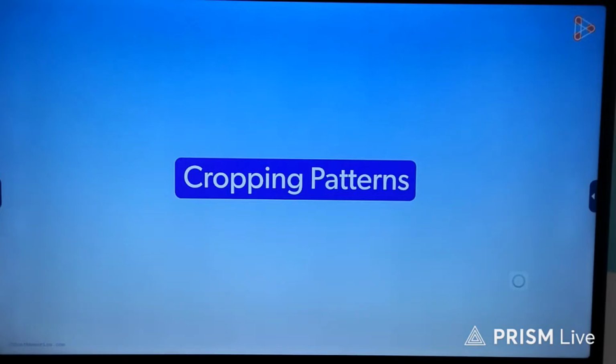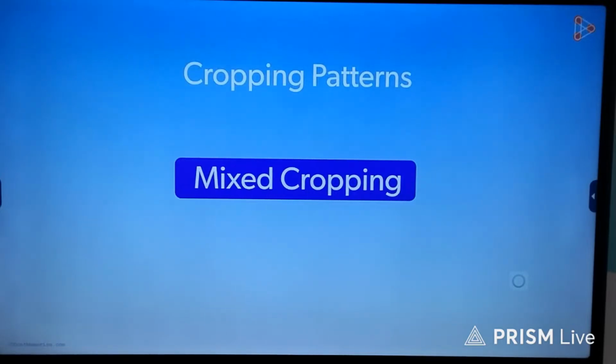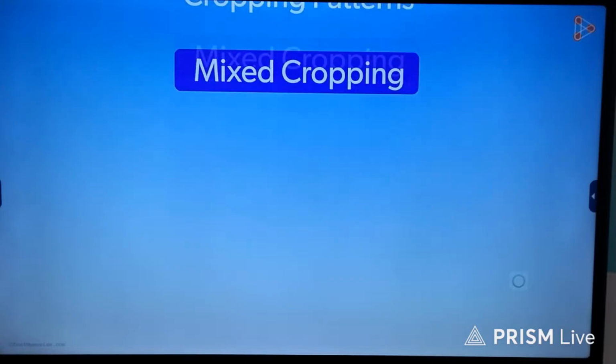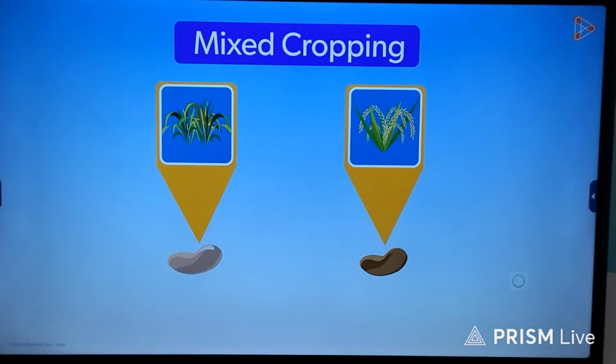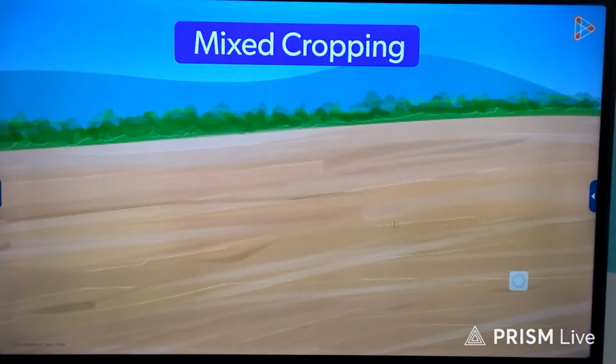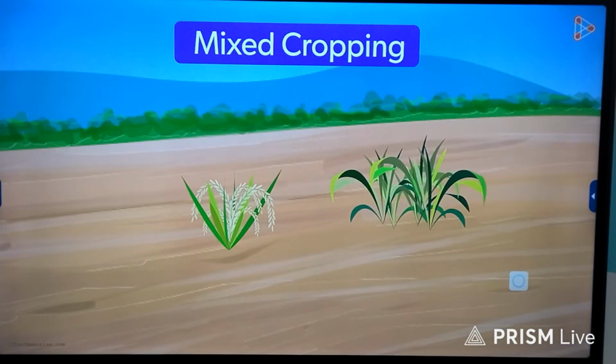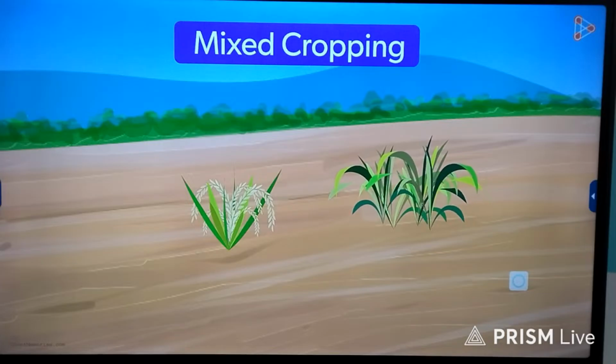The first cropping pattern is called mixed cropping. What does this cropping pattern entail? For a start, it requires the seeds of two different crop varieties. In this pattern of cropping, we can have a farmer planting two types of crops in the same piece of land. Wait, did I just say two crops in the same piece of land?